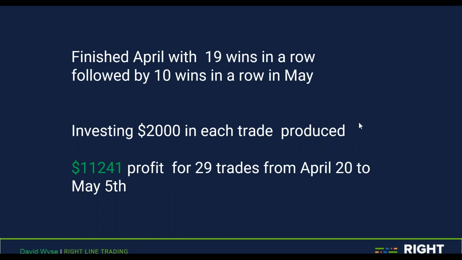And this I'm just kind of proud of because this was some trades we took in April and through May. We did 19 wins in a row in April, followed by 10 wins in a row in May. And again, $10,000 in each one of those trades produced about $11,000 in profit. Okay, so that was pretty much the best. I actually had a 32 win run, but that was a pretty nice run right there.